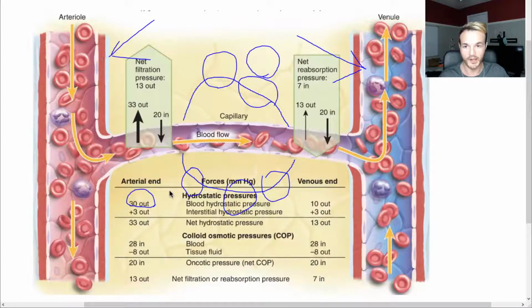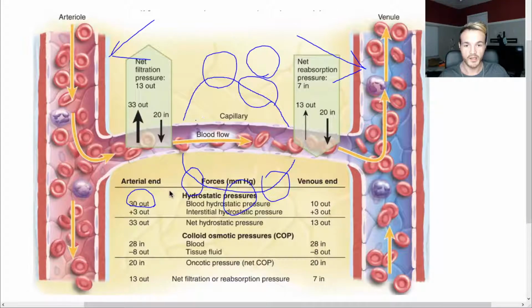So it's coming in from the arteriole. Remember, since it's being pumped through the aorta, we have 120 millimeters of mercury coming through the aorta, and by the time it gets down to the capillary bed from the arteriole, it's only at 30 now. So this oxygenated blood gets pushed out with the 30 millimeters of mercury. That's the hydrostatic pressure.